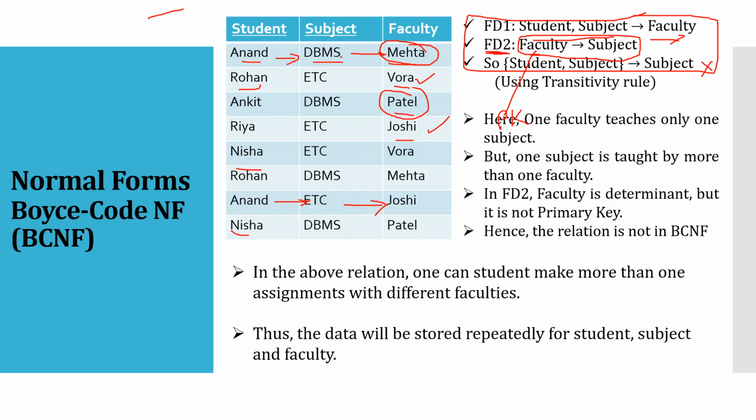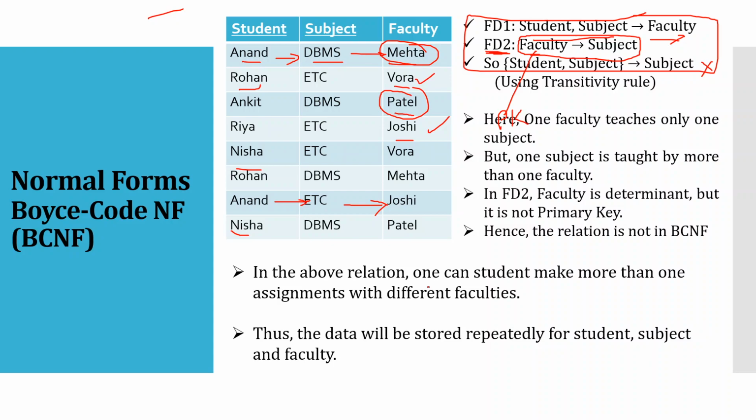Anand doing DBMS assignment 1 with Mehta sir, Anand doing DBMS assignment 2 with Asama Mehta sir, Anand doing ETC assignment 1 with Joshi sir, Anand doing ETC2 assignment 2 with Joshi sir, Anand doing ETC assignment 3 with Joshi sir. So you are getting this Anand and DBMS multiple times along with this Mehta, right? So you can say that there will be some duplication of data or repetition of data.